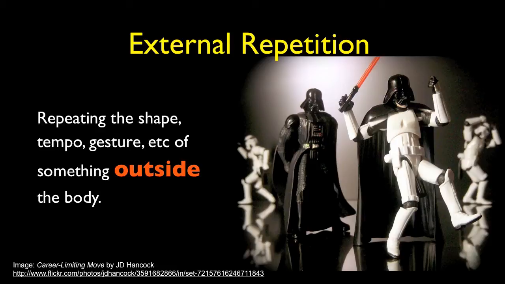So repeating the shape, the tempo, the gesture, or other things that have come from outside the body. So when a character repeats something that someone or something else has done. As you can see in this picture here, we can see a stormtrooper repeating the behavior of Darth Vader, or repeating the costume. So, as I mentioned earlier, a repetition doesn't have to be an exact repetition. So this looks like a pretty sloppy repetition of the way Darth Vader conducts himself when he's holding a lightsaber. But the different ways that you repeat someone, the variation that you add onto the repetition, also tells us stuff about the character, the circumstance, and story.